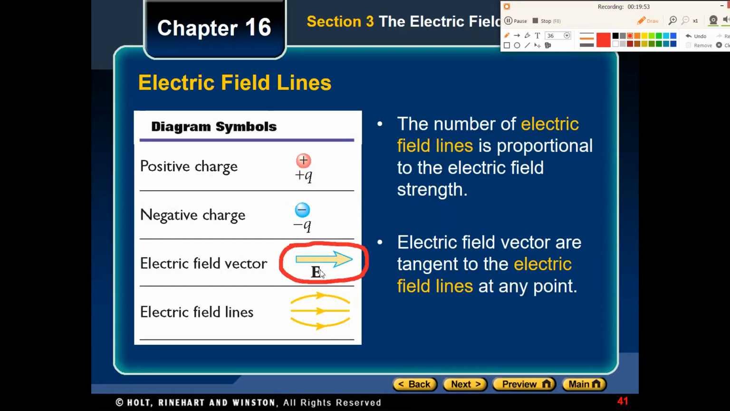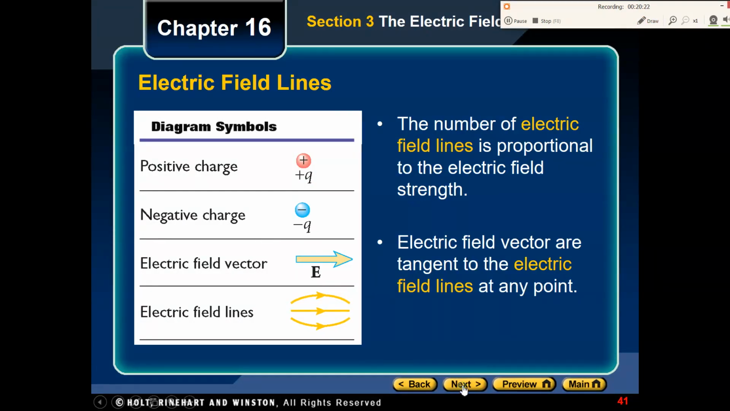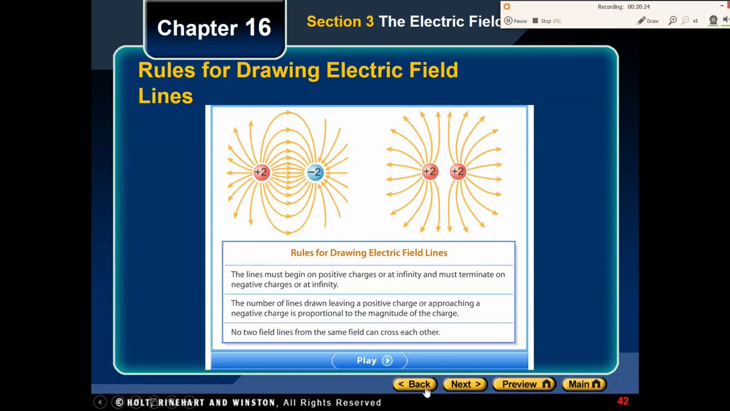We use the arrow E for the electric field vector. A positive charge is positive, a negative charge is negative, and the line still has direction. On the following slide we explain the arrow, the direction of the electric field line. You have examples.